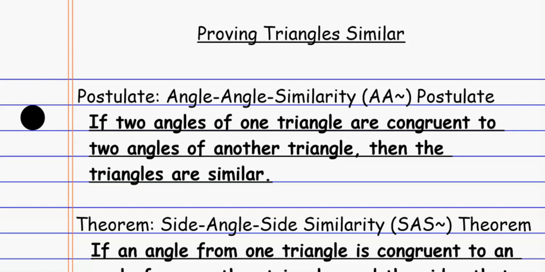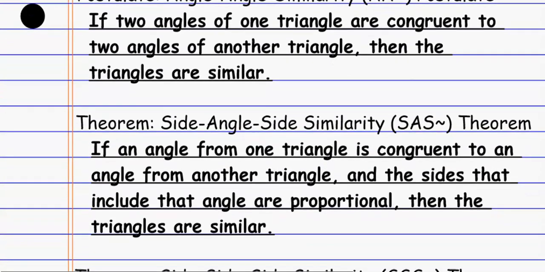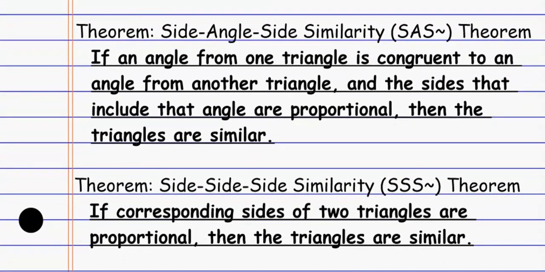The next two theorems are a little bit more of a throwback to some of our other theorems when we looked at congruence. Side-angle-side, we had that same theorem for congruent triangles. Now we have it for similar triangles. The only difference is I still want the angle in between, and it still has to be an angle in between the two sides. But I'm not looking for congruent sides, I'm looking for proportional sides. So if two of the sides are proportional and the angle in between those sides is congruent, then the two triangles are similar.